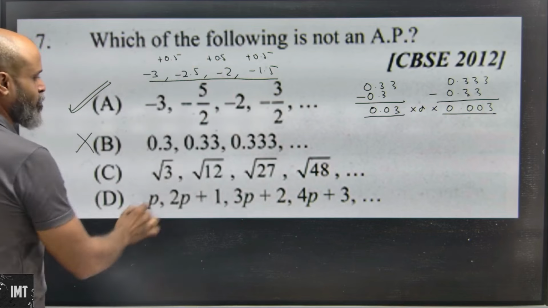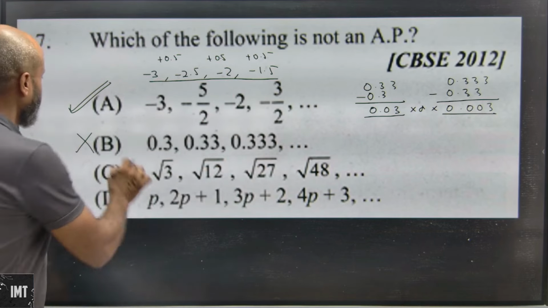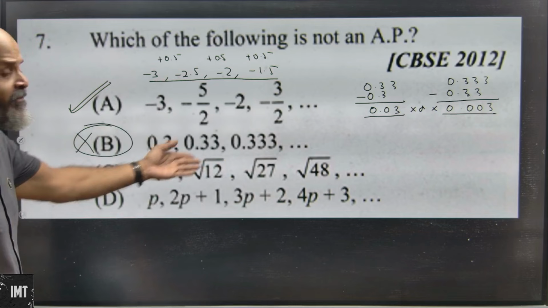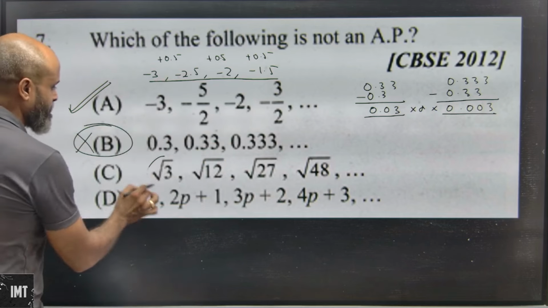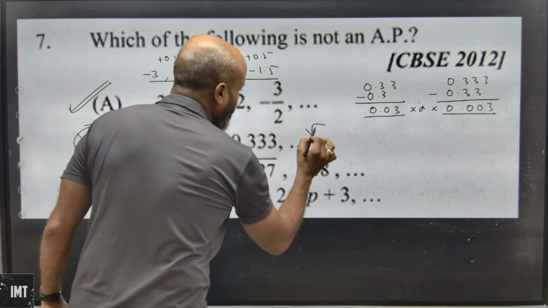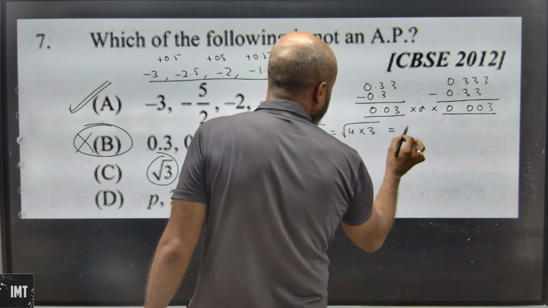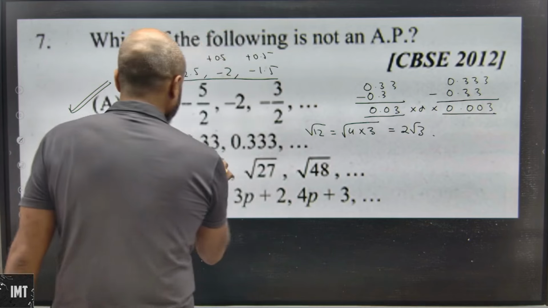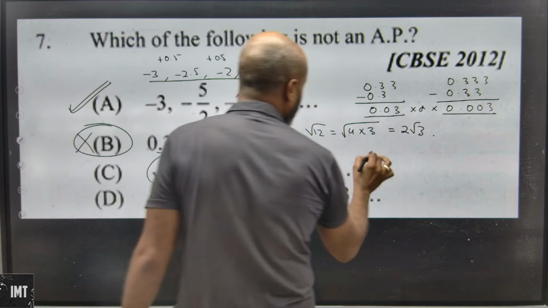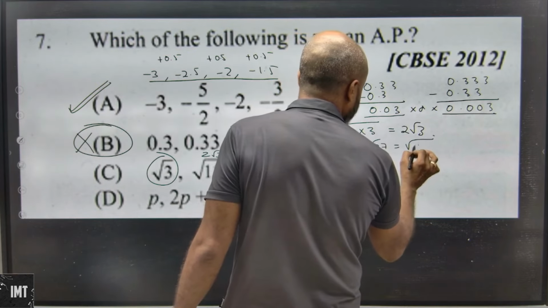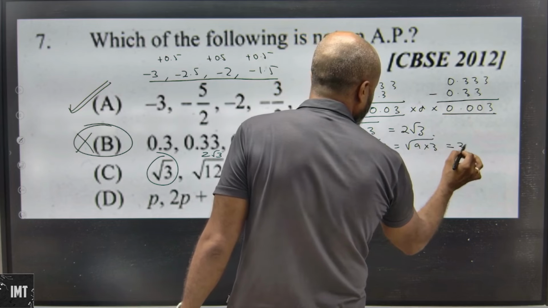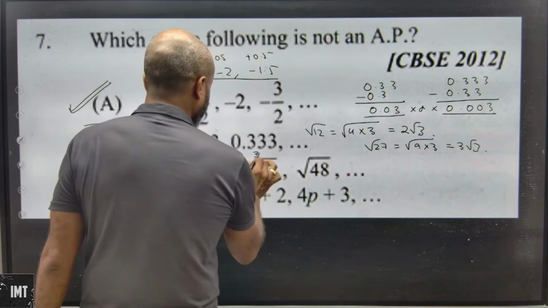Under root 3, under root 12, under root 27. Obviously, this is the right answer. But again, we can specifically check. So this can be written as under root 3. What can under root 12 be written as? Under root 12 can be written as 4 into 3. That's 2 under root 3. What can under root 27 be written as? That can be written as 9 into 3. That gives you how much? 3 under root 3.